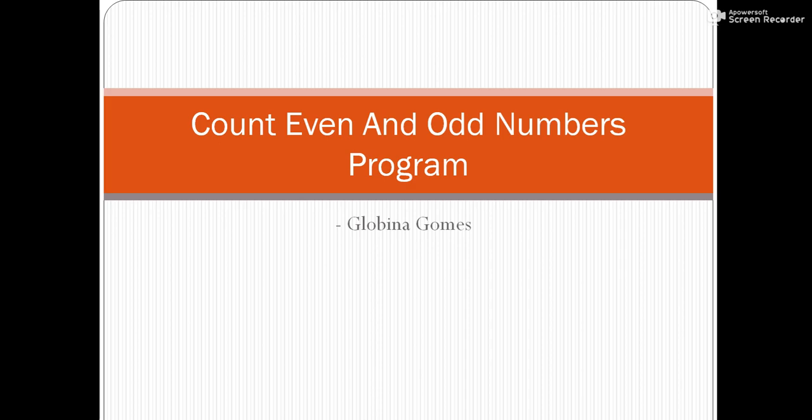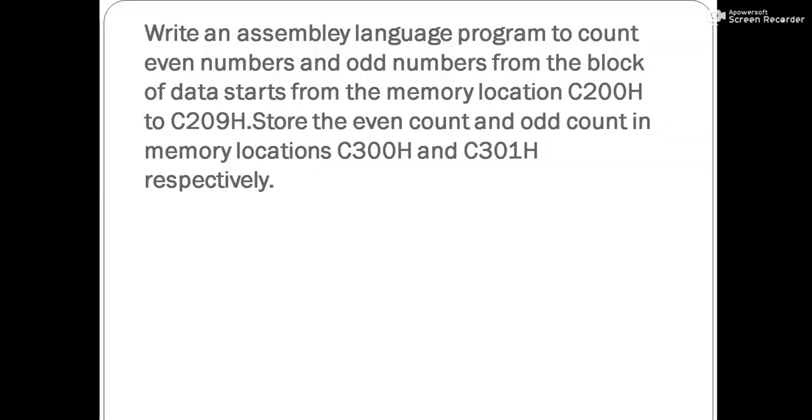Students, in this video, we are going to learn an assembly language program where we are going to count even numbers and odd numbers. So let us start with it. Aim of the program is to write an assembly language program to count even numbers and odd numbers from a block of data that starts from memory location C200H to C209H. Store the even count and odd count in memory locations C300H and C301H respectively.